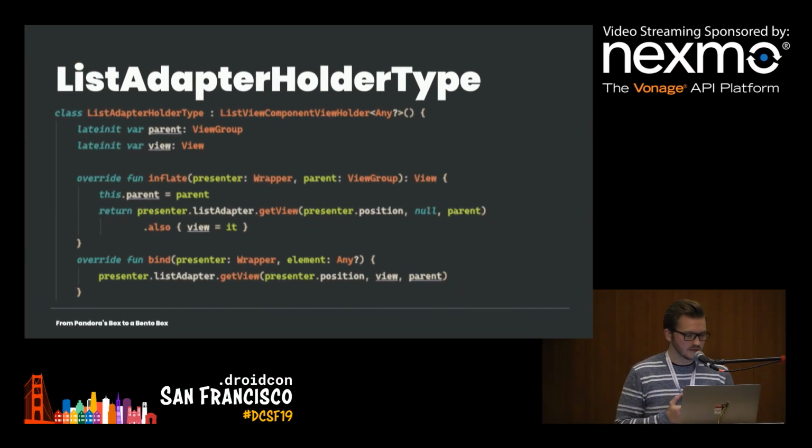Same thing in the bind method. We get a presenter and we can just reference the list adapter there and call getView again to actually bind the data to our views. We don't need to do anything. What you might have noticed is that the inflate method actually has two different parameters, whereas before it only had one. Before we were only given the parent view type, but now we have the presenter and the parent view type. And so that's where this ListView component view holder that we are extending comes into play.